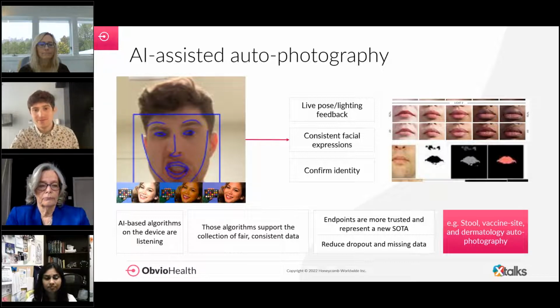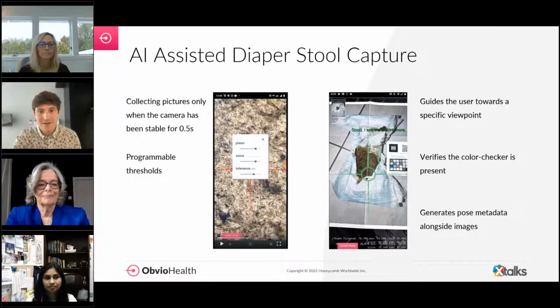And on this final slide, let's switch to the last one. Yep. So we have an AI-assisted diaper stool capture prototype. And the idea there is that, like Jaya was mentioning, sometimes color is more important than the consistency. It depends on what you're looking for.